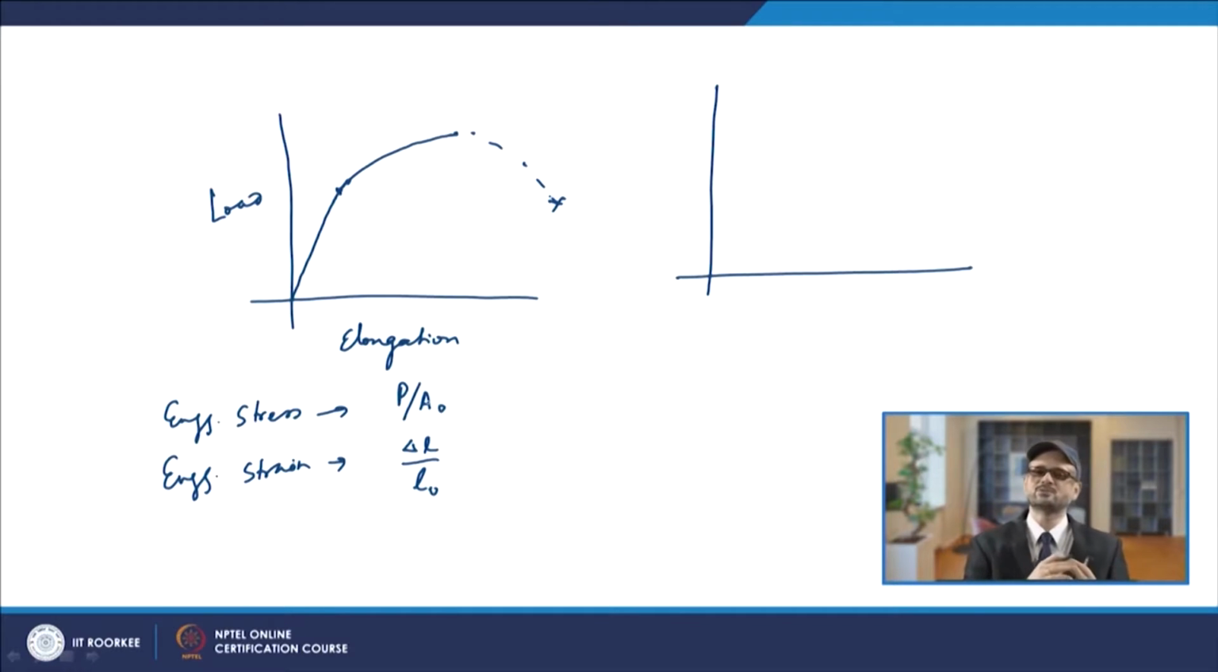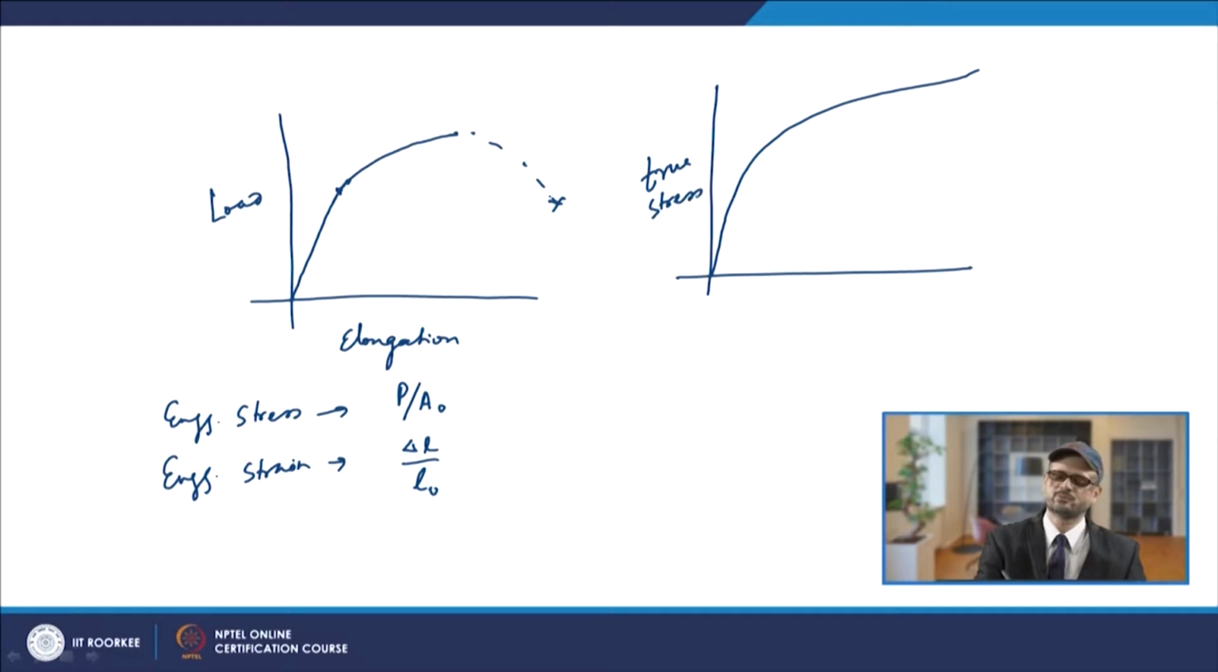Now, as we have seen, when there is permanent deformation, the area will no longer remain constant. So, this is known as true stress and true strain. If you take the value of the stress and strain depending upon the instantaneous area, that is known as the true stress-true strain curve.